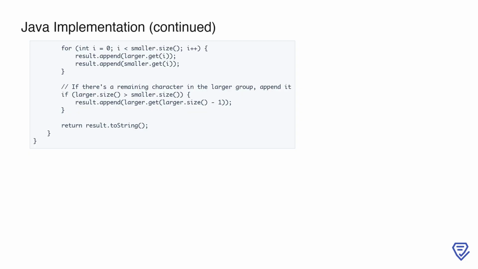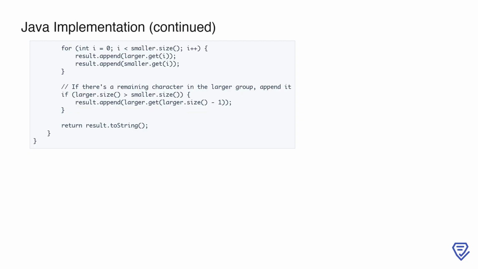To construct the result, we use a string builder and interleave characters from the larger and smaller groups. With a for loop, we append one character from each group at a time. This alternation continues until we exhaust all characters in the smaller group. After that, if the larger group has one remaining character, we append it to the end of the result. This handles cases where the sizes of the two groups differ by exactly 1. Finally, we convert the string builder back to a string and return it. This ensures the output meets the problem's requirements by alternating characters from both groups while handling edge cases gracefully.